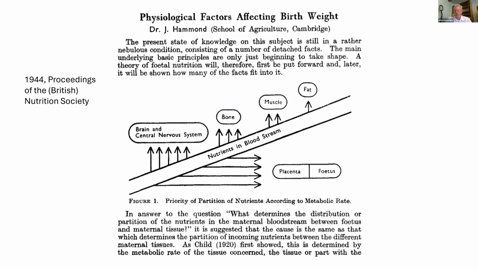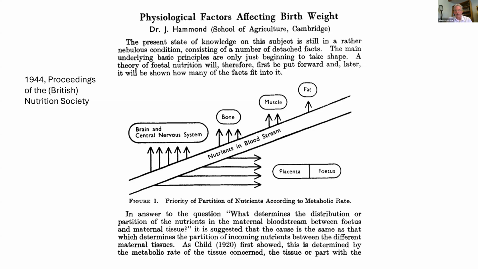This is a very simple graphic of the priority of partition of nutrients according to metabolic rate. So we know that the brain has a very fast metabolic rate. It is the most important organ in the body from minute to minute. Then bone, muscle, fat, if it's a growing animal. But what happens if there's a placenta and fetus? Now it needs nutrients and it gets nutrients, okay?